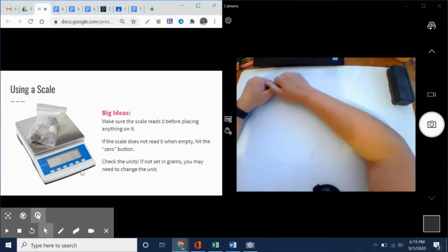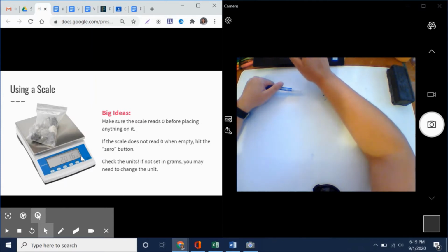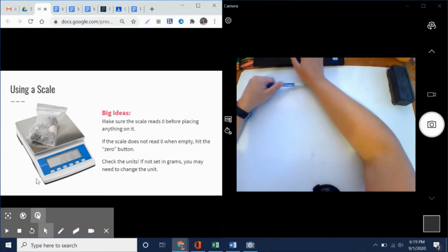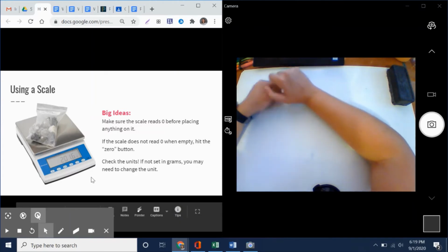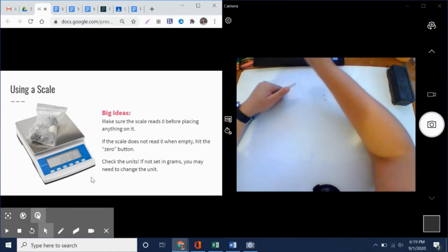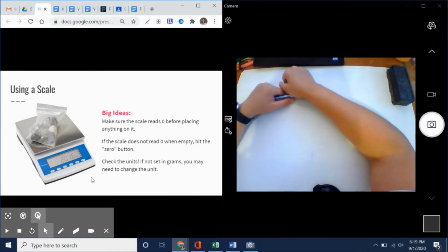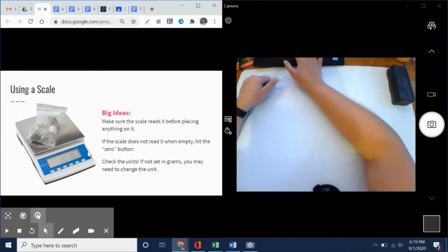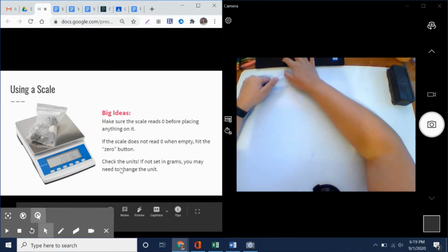You also want to double check the units on the scale. Some scales are able to measure in different types of units. If it says grams, you're good. We'll measure in grams. If it says ounces, there is a button to be able to change the units on the scale. And then if it says grams, if it says 0 before you place anything on it, then you can simply place your object on the scale and record that measurement on the screen.